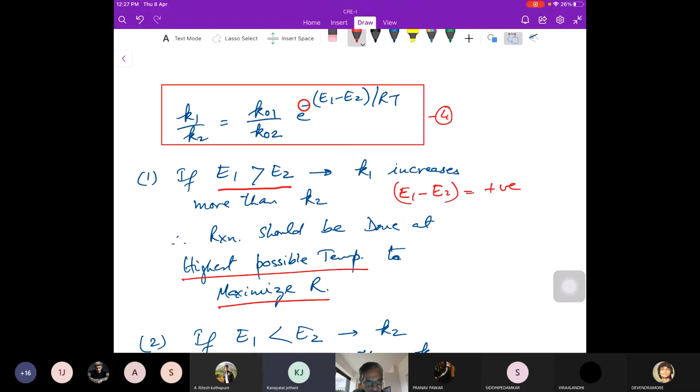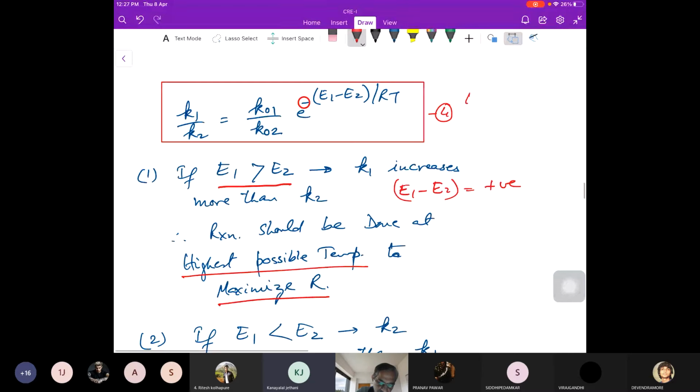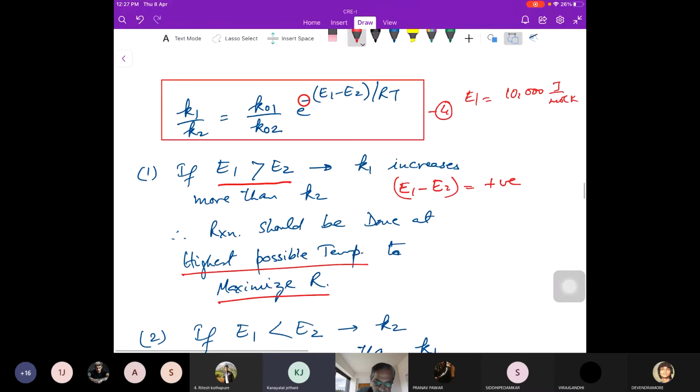करके देखना है आपको. Let's do it. Suppose I say E1 is equal to 10,000 joules per mole Kelvin, and E2 is equal to say 8,000 joules per mole Kelvin. ये रेशियो कुछ ये कांस्टेंट ही है, doesn't really matter. This is a deciding factor. So can you find out what is e raised to power minus (E1 minus E2) by RT? And temperature is suppose 400 Kelvin.